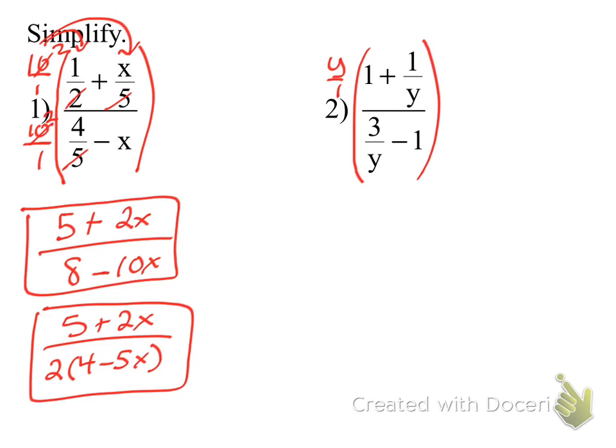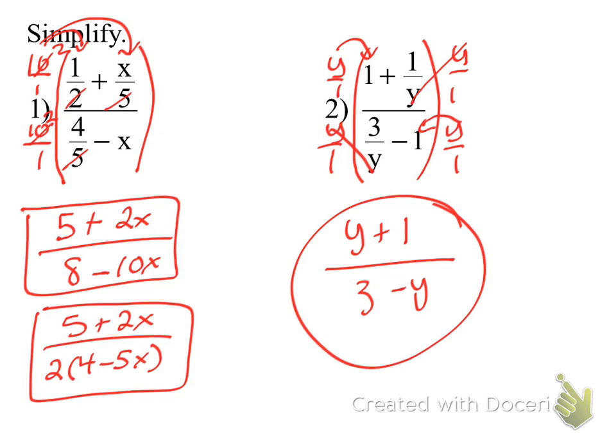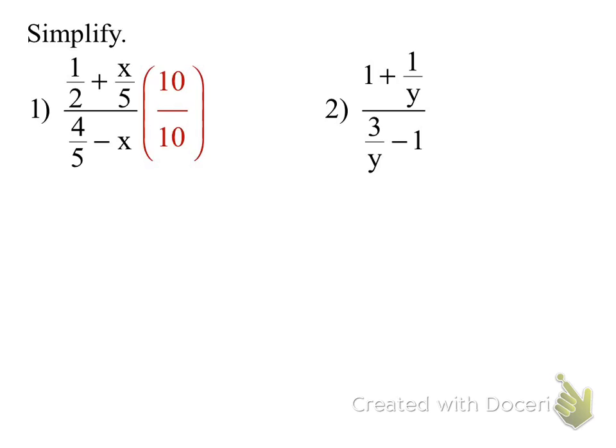Y over 1 and y over 1 and y over 1. Okay, in the first fraction, what do I end up with? Y plus 1. In the denominator, 3 minus y. They cancel out, and we get 3 minus the y when we distribute. Questions? There's no simplifying it. Okay. Let's move on to the next one.